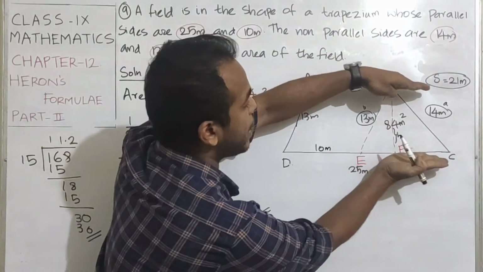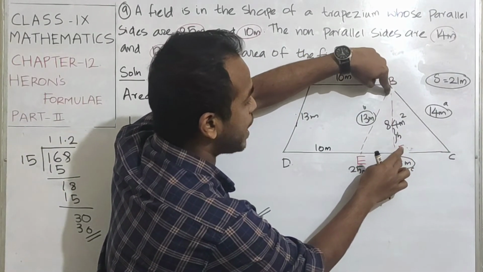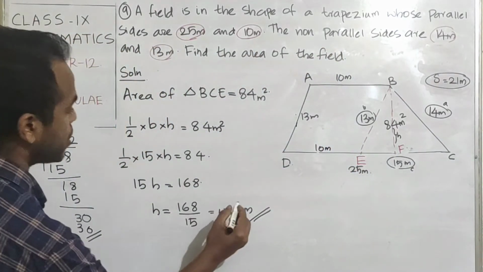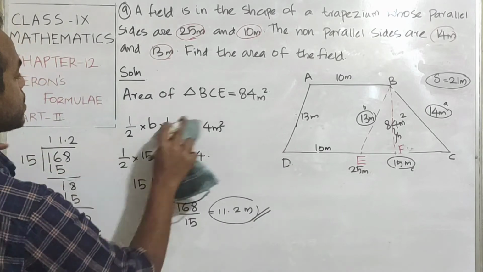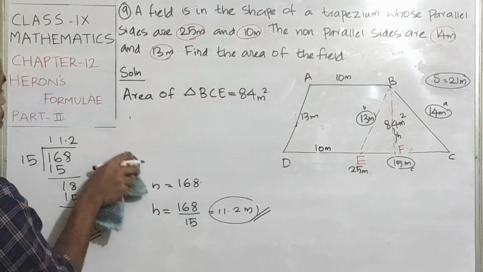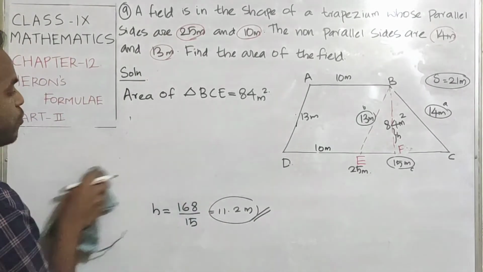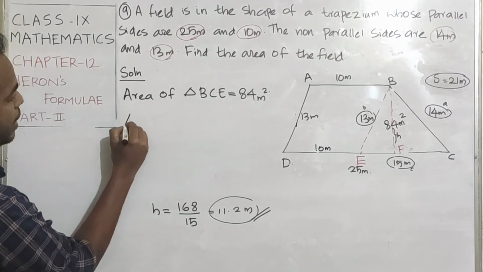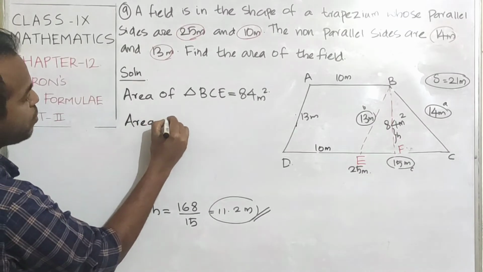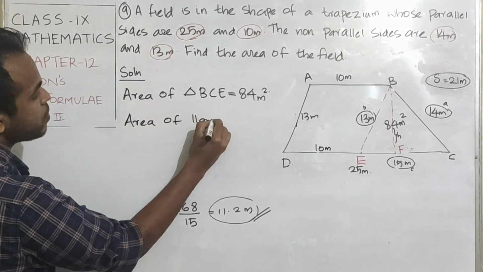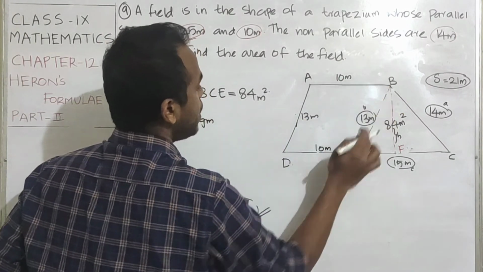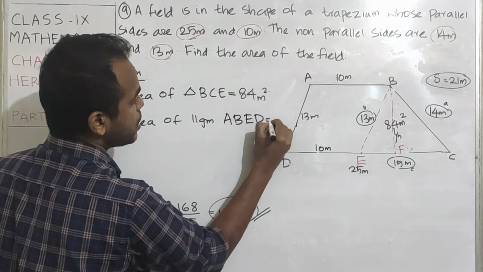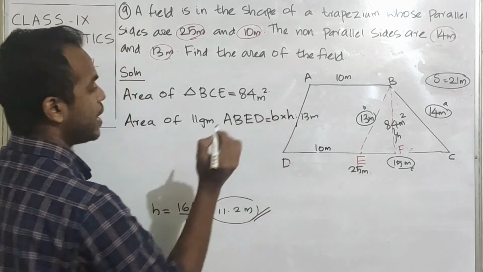This height will be the same throughout, right? Because the two lines are parallel. Whatever be the height of the triangle, that will be the height of the parallelogram also. So this one is important for us. Height you have got as 11.2 meter. So we will find the area of the parallelogram very easily. Then we can write area of parallelogram. What is the name of the parallelogram? ABED. Area of ABED is equal to base into height.